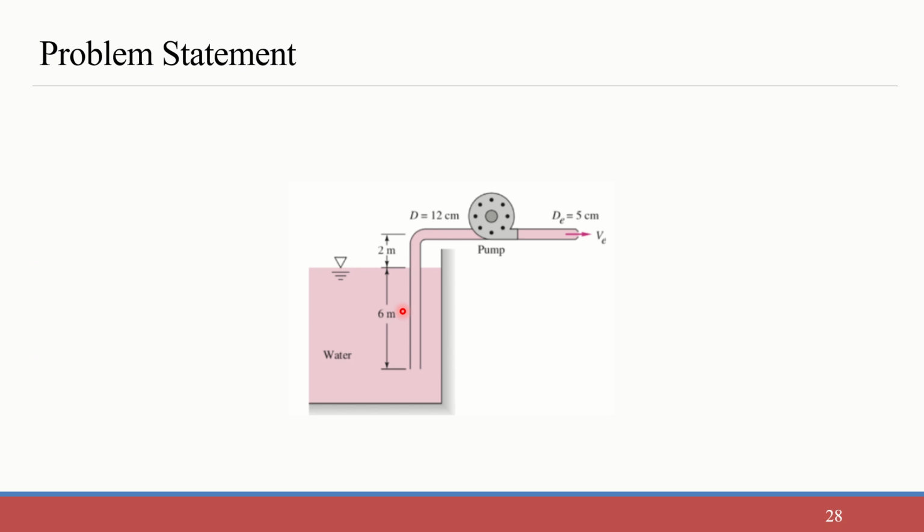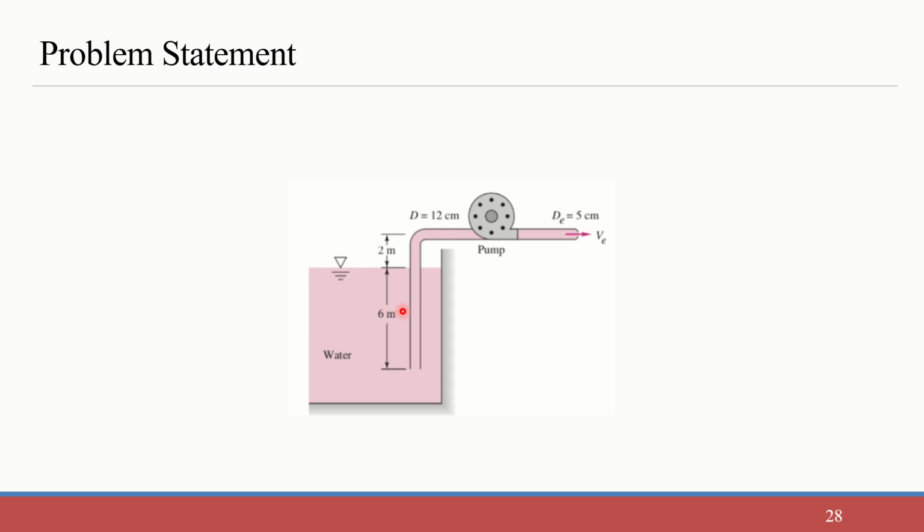Okay, so question 9. We have a problem statement. We have water in a tank and a pipe at a height of 6 plus 2 meter. The diameter of the pipe before the pump and at the exit is 12 centimeter and 5 centimeter respectively. The pipe is 6 meter below the water surface and 2 meter above the surface. So this is given in the problem statement.